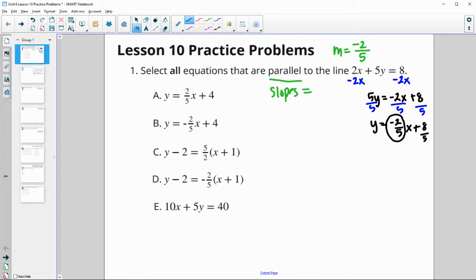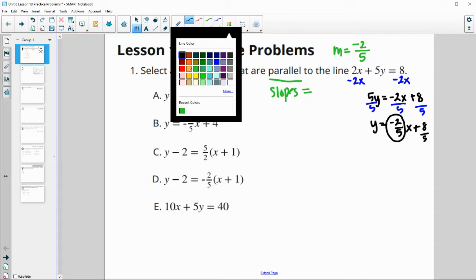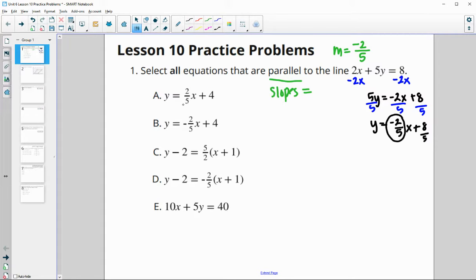Okay, so however you end up determining the slope is fine. And then we just want to come up with which of these lines has the same slope in order for the lines to be parallel. So we can see that this one does not have the same slope because it's positive 2/5. This one does have the same slope because it's negative 2/5, so that line is parallel.